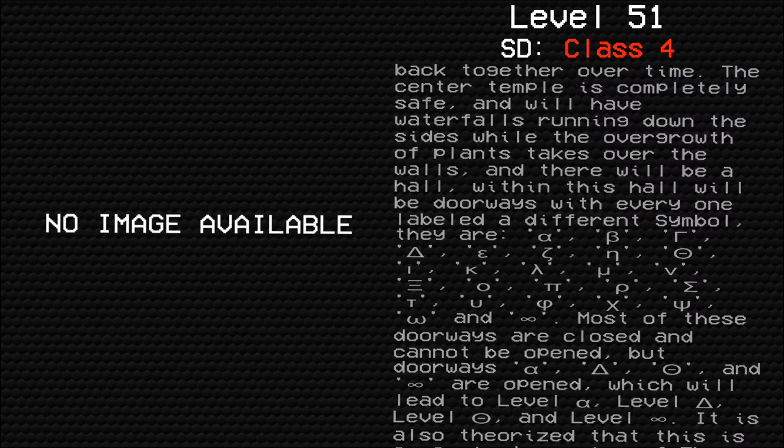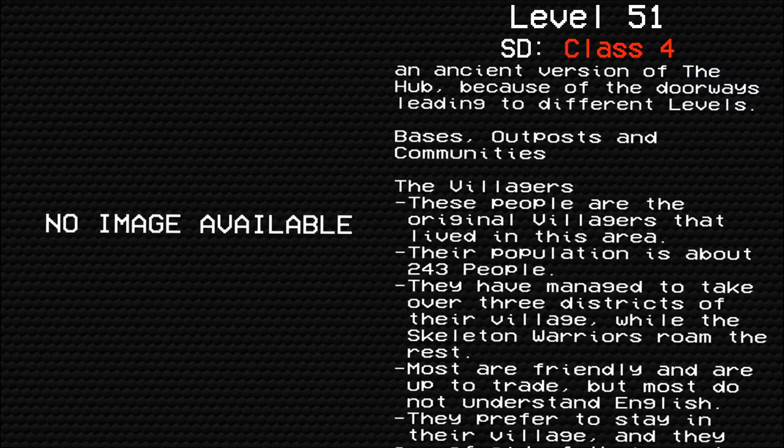It is also theorized that this is an ancient version of the hub because of the doorways leading to different levels. Bases, outposts, and communities.